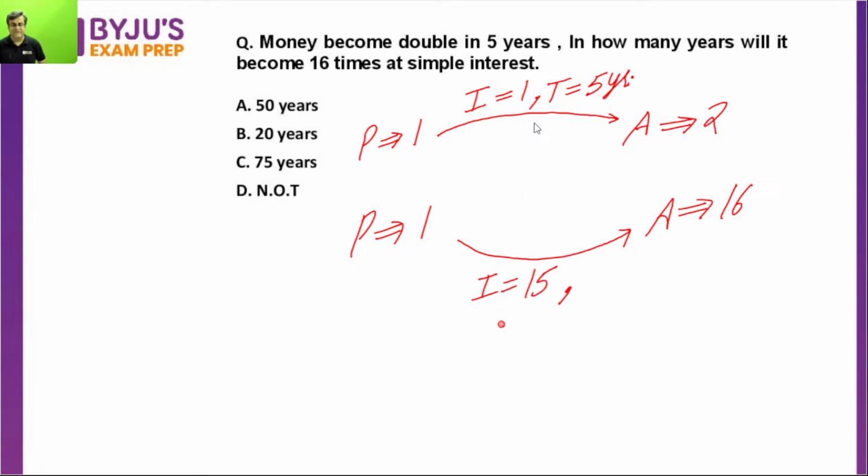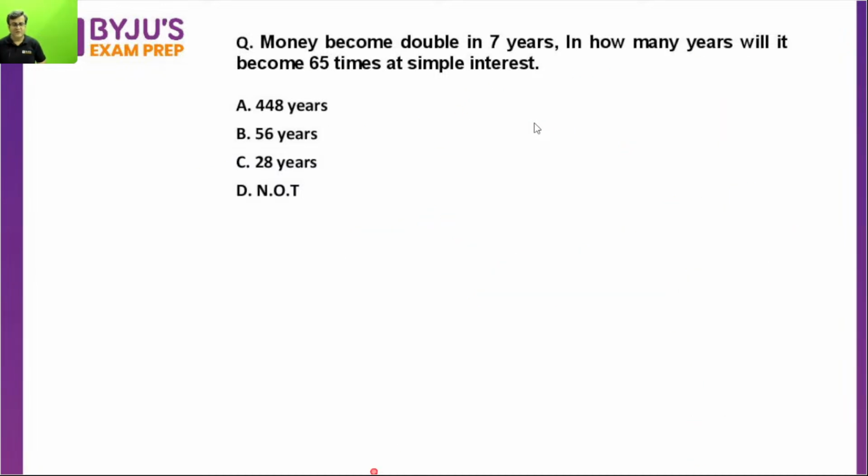So 15 interest, if 1 interest, then 5 years. What about 15 interest? 15 into 5 years. Total time is 75 years. C option is right. Okay, beta. C option is absolutely right. Let's come to the next. Do this one.